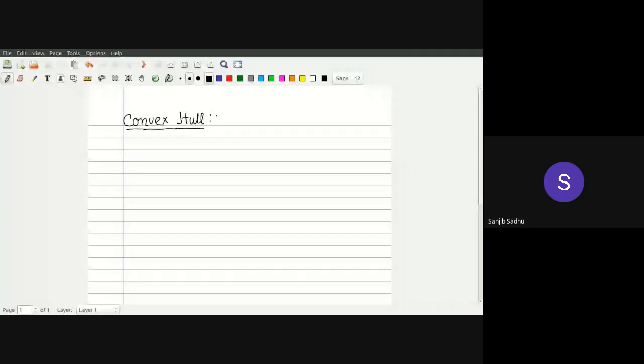Of convex hull, I'm just telling the definition of. I am asking you, do you know the definition of a convex polygon? You tell first. Tell me. Do you know what you mean by convex polygon? Yes, sir.